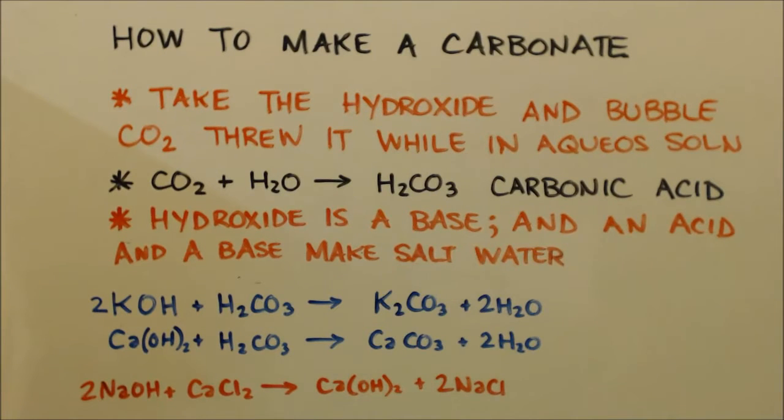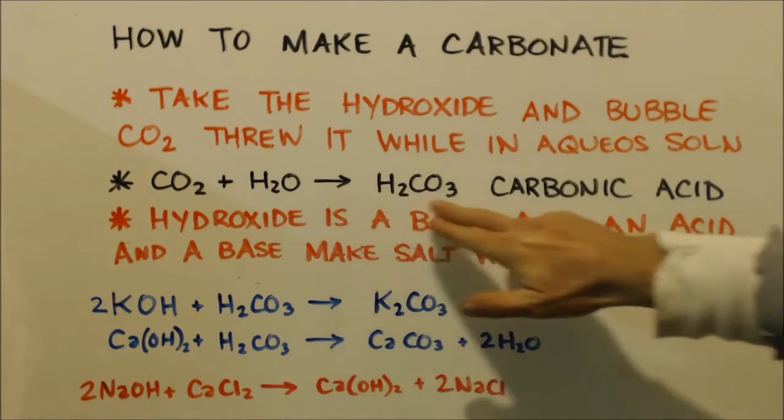We're here to talk about how to make a carbonate. It's pretty easy. You just take the hydroxide and bubble CO2 through it while it's in aqueous solution. Meaning that if you want potassium carbonate, then you get potassium hydroxide and you bubble CO2 through it while it's in water. If you want calcium carbonate, then you get calcium hydroxide, put it in some water, and bubble carbon dioxide through it.